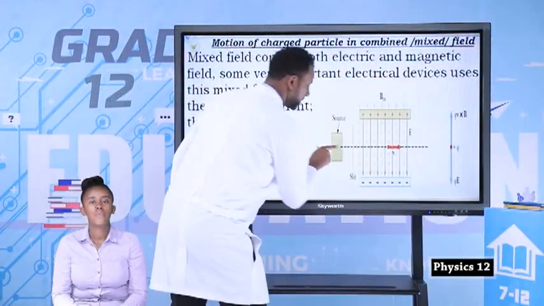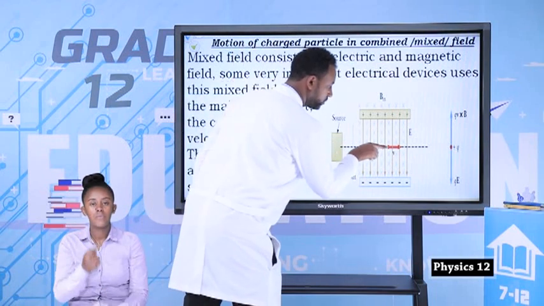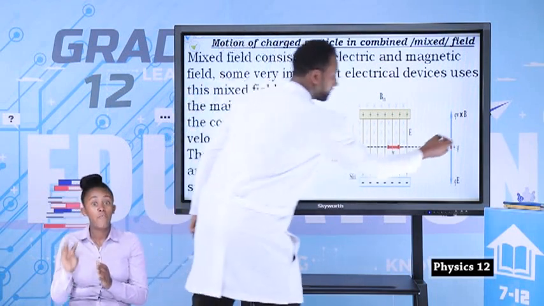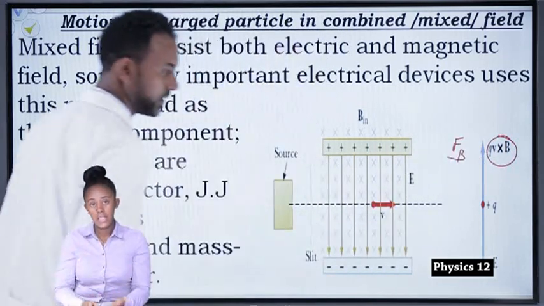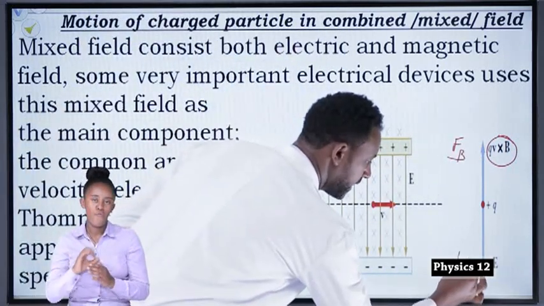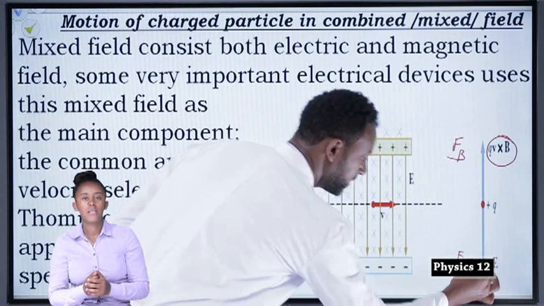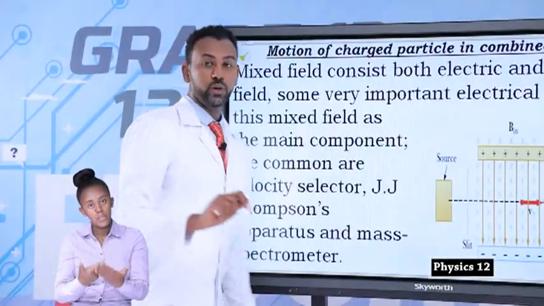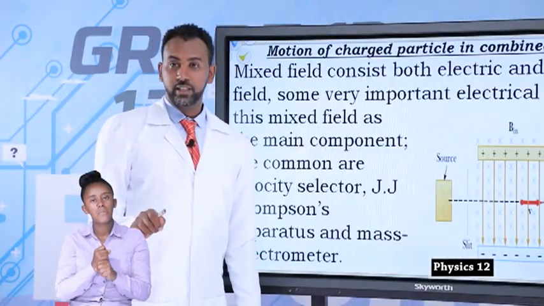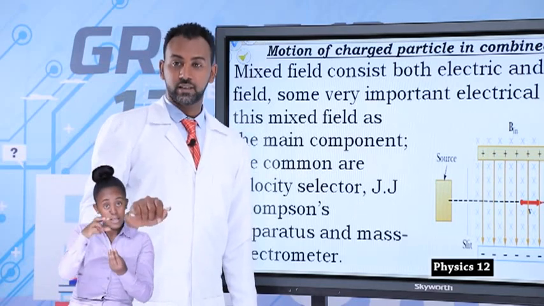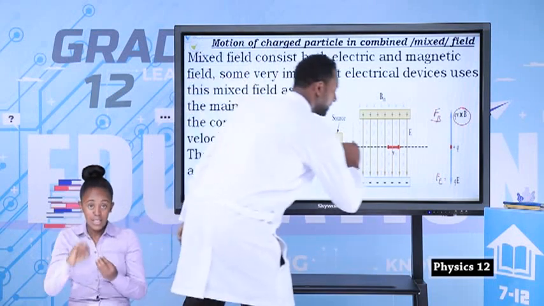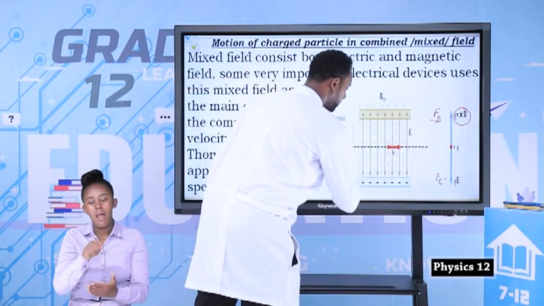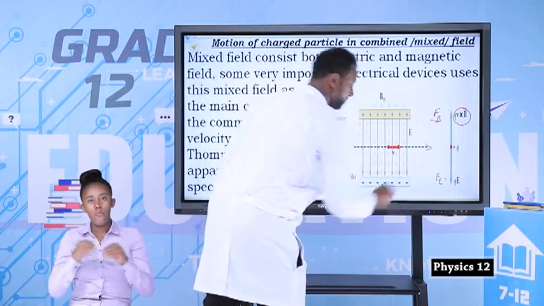Look here. If a given charged particle is moving with a speed v, the magnetic field exerts a force. This is the magnetic force acting upward, and here we have the electric force, which is acting downward. So what are we going to do? Either we increase the field upward or downward. We adjust the fields so that this charged body moves straight.